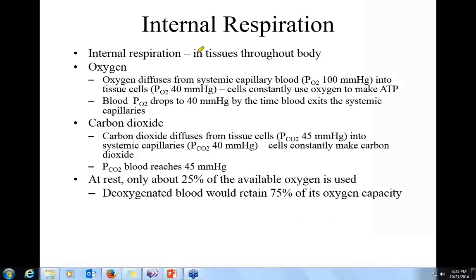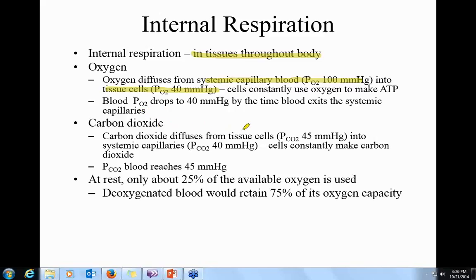Internal respiration occurs in all tissues throughout the body. So oxygen, now we have oxygenated blood, so the systemic capillaries have a higher pressure than the tissues. So oxygen is going to flow from the capillaries into the tissues, again until you reach some type of equilibrium.